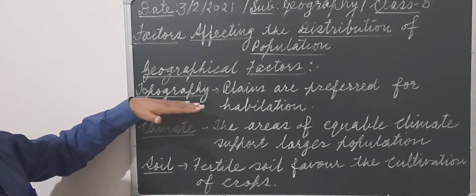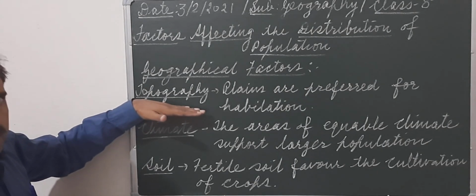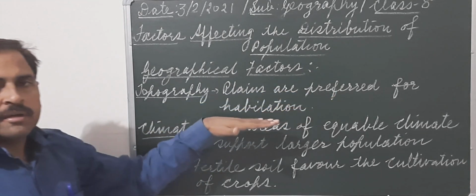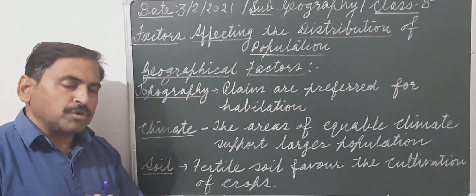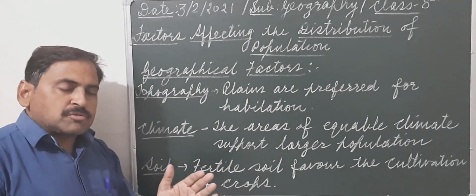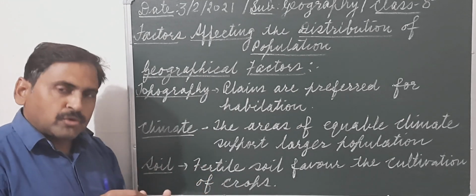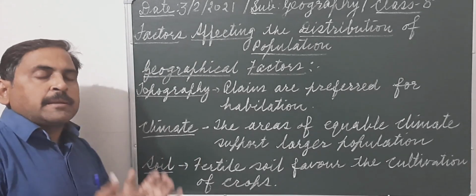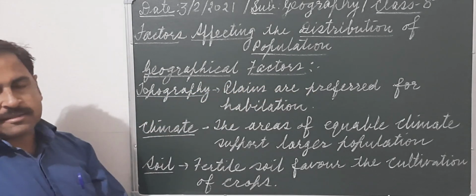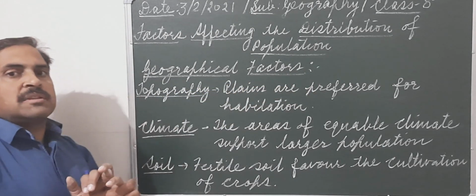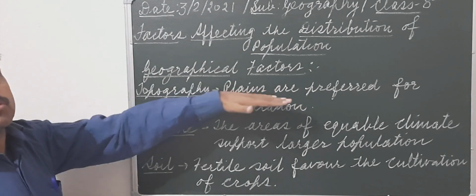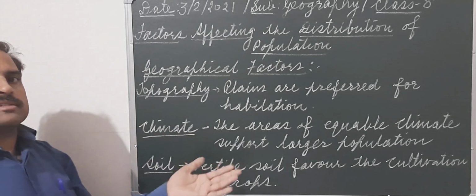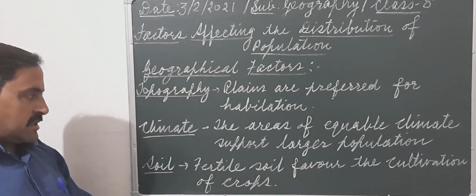First, topography. Topography is the relief of the land. Generally the plains are preferred for habitation. Why? Do you know why it is so? Plains are suitable for agriculture, for transport, for industries, for making houses, for everything. So people prefer to live in the plain areas. In all the countries of the world, the plain areas are the most populated areas. In our India also we can take the example of the Ganga plains.